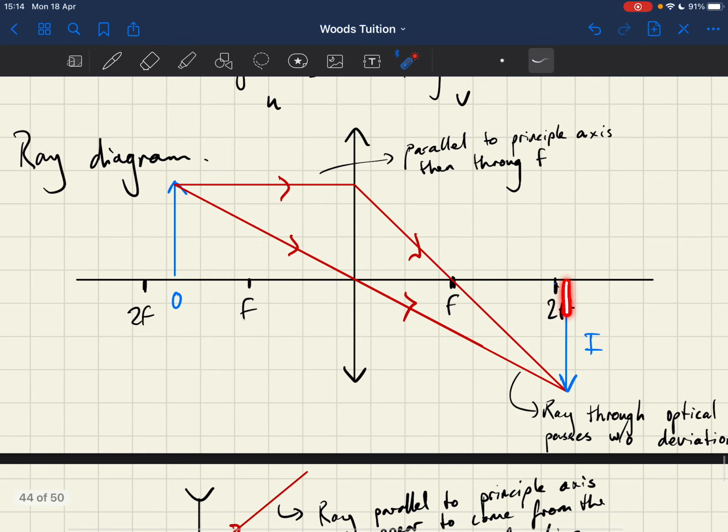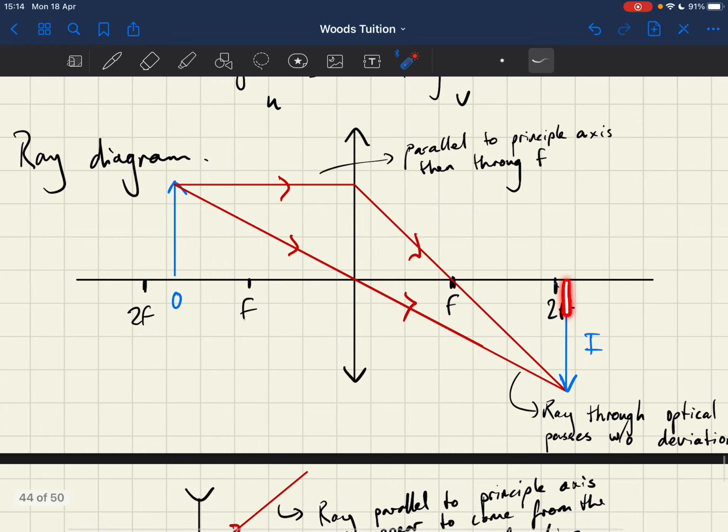Diverging rays, we draw them similarly. But we've got this line always, which goes through the optical center without deviation. Then for a diverging lens, the ray still travels parallel from the top of the object and then diverges as if it came straight from our focal point. Where these two lines cross is where we get our image. So this image here would be known as diminished, virtual, and erect.